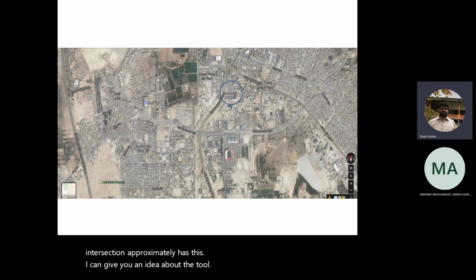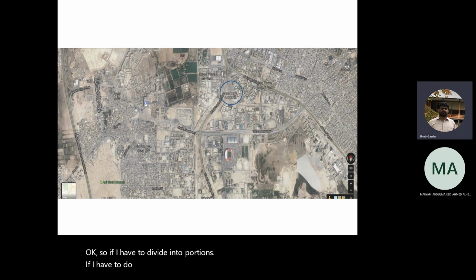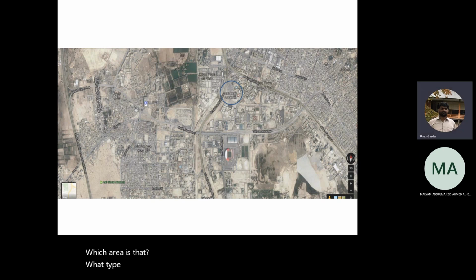For example, this is our university. We are doing a limited network study for the campus. So this entire area is affected by the campus. If I have to divide this area into portions, we know this is what? Which area is it? What type of area is it? Education.